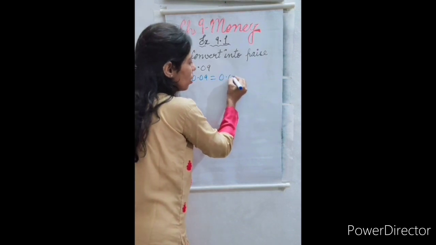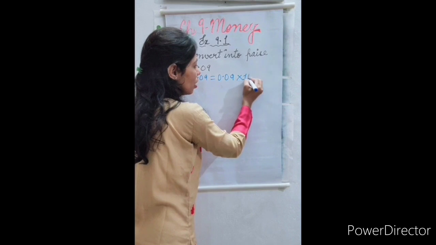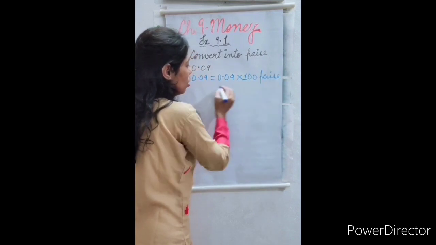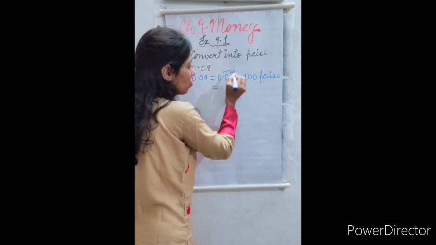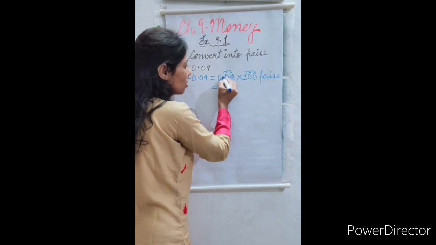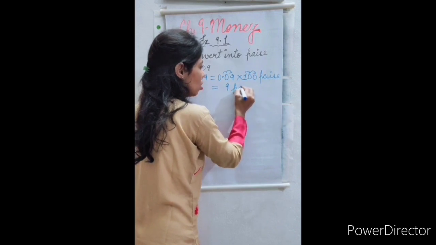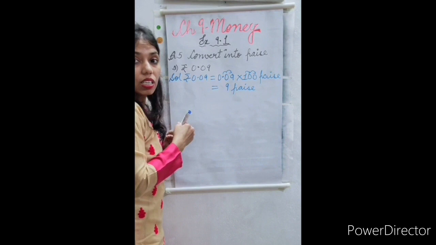So when we convert bigger into smaller, what will we do? We will multiply by 100 paise. Here you can see after the decimal 2 digits are there, and here after this one 2 zeros are there. So we will just move this decimal and we will get 9 paise.